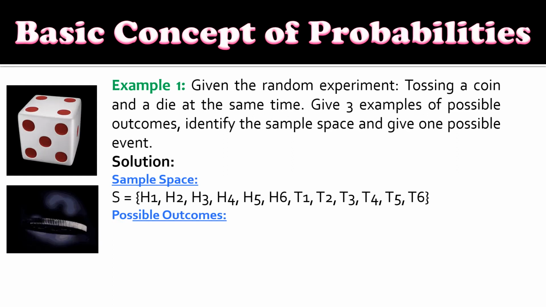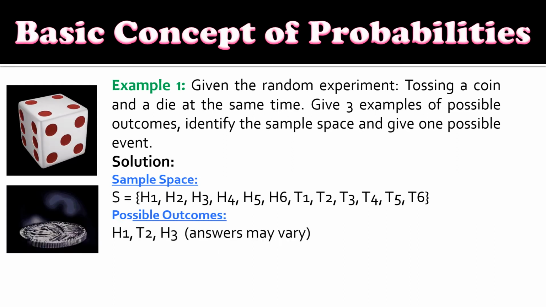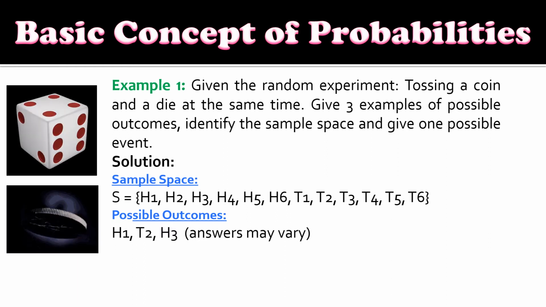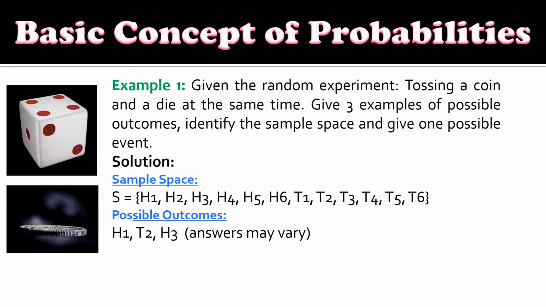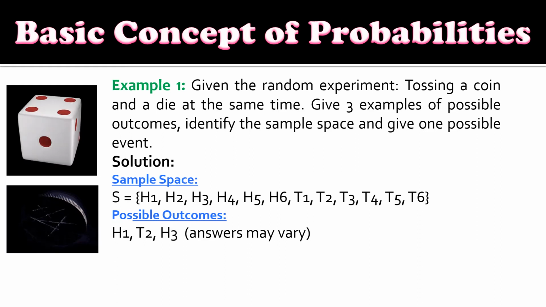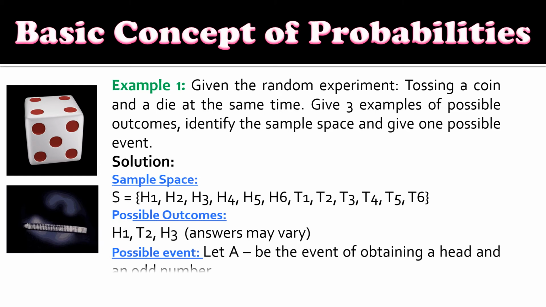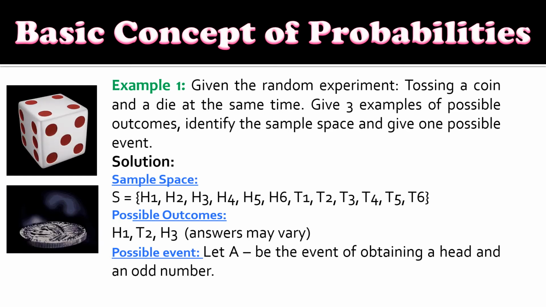So what is a possible outcome? For possible outcome, anything is possible. That's why it's possible outcomes. So it can be head 1, tail 2, head 3. So the answer may vary.